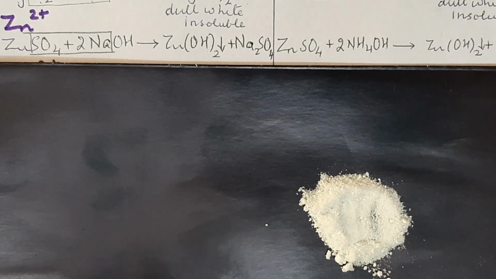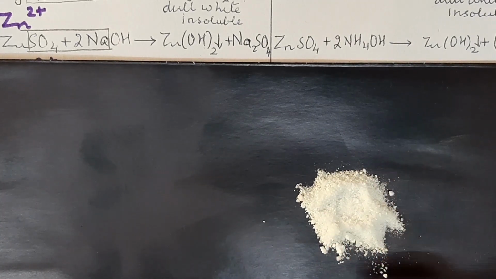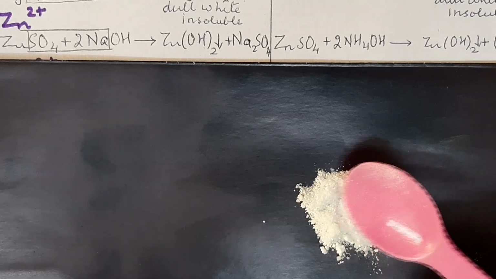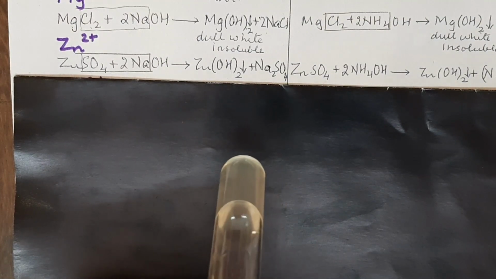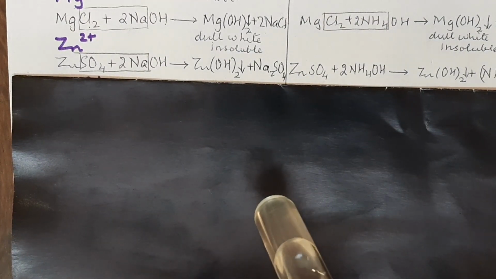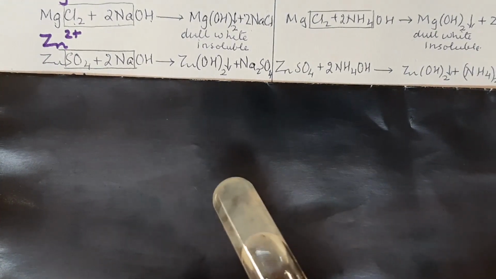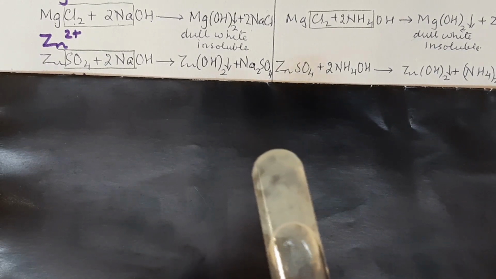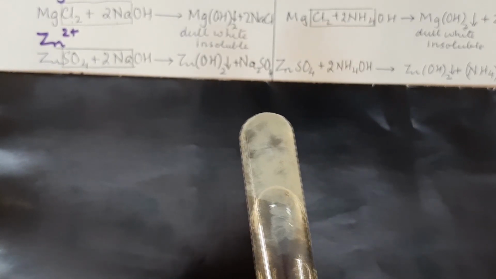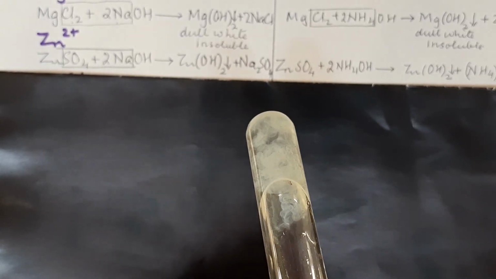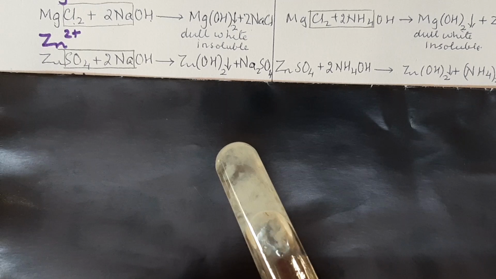The next powder we are having here is zinc sulfate. As you can see, again Zn being a colorless cation, its compound is going to be white in color. Now I have made the solution of zinc sulfate and I am adding in small quantity NaOH. Now can you see? This is how a gelatinous white precipitate looks.